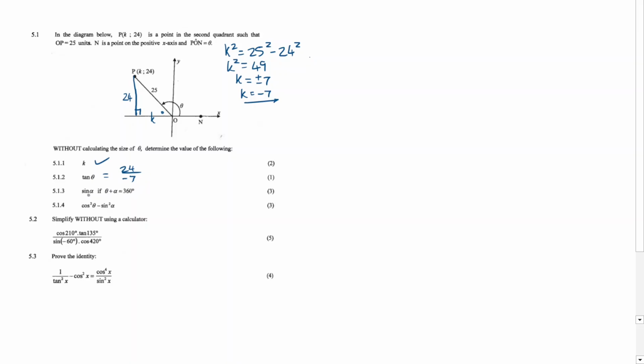Now things come a little bit left field, and they say find sine A if theta plus A is 360. And so what you'd want to do here is first just get A by itself, because then the question of what is sine A, if you know A is 360 minus theta, then you can replace sine A with sine of 360 minus theta. This just becomes a normal CAST diagram reduction where 360 minus theta is in the fourth quadrant. It doesn't belong to sine, so it's going to be negative sine theta. And then again, I can just look in my picture and say, looking from the origin, what is sine? It's opposite over hypotenuse. And so your answer would just be negative 24 over 25.